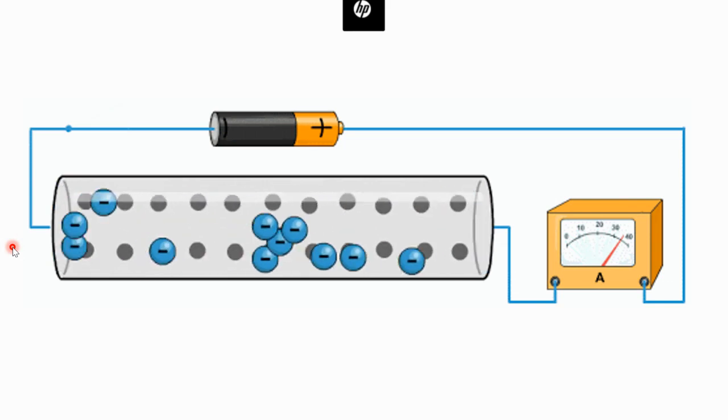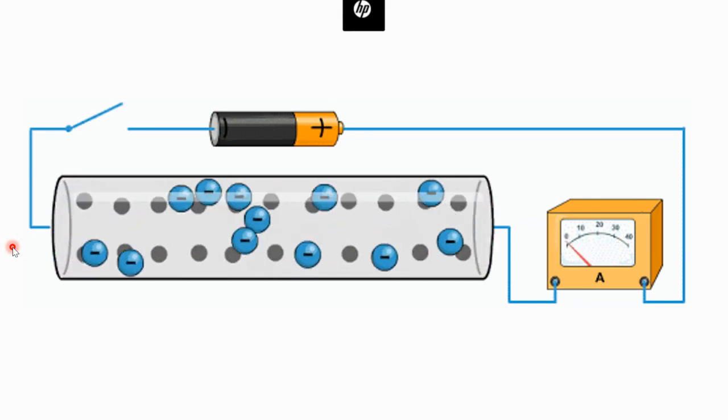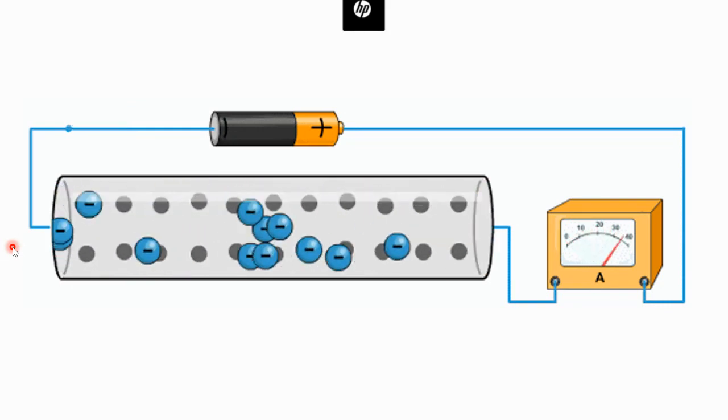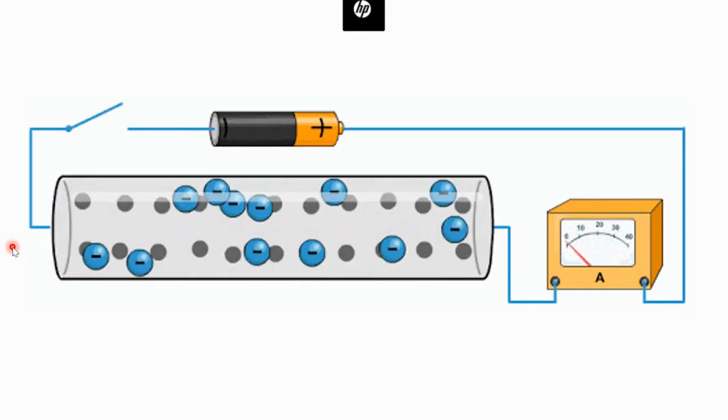Why would the electrons move? Well, they move because there's a force on them. Where does that force come from? Well, it effectively comes from the battery. If you study A-level, this would be called electromotive force, but we just simplify it. We call it potential difference.